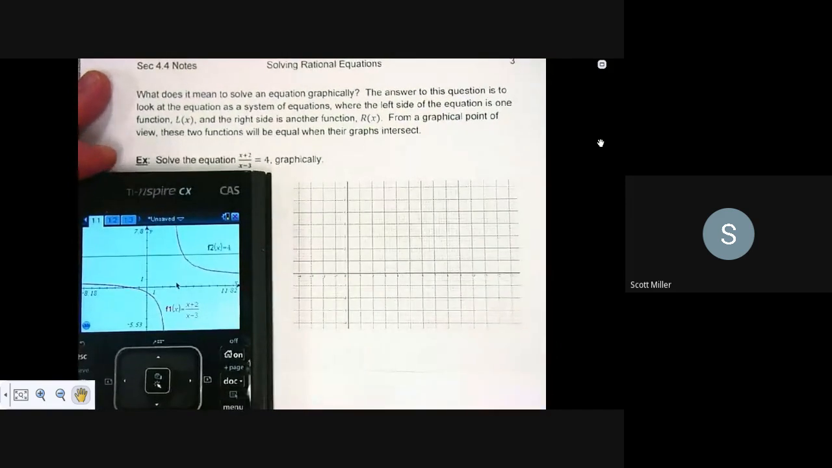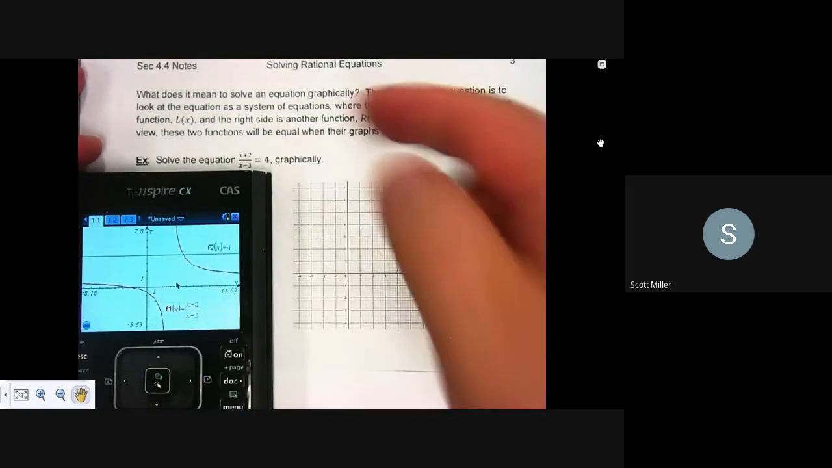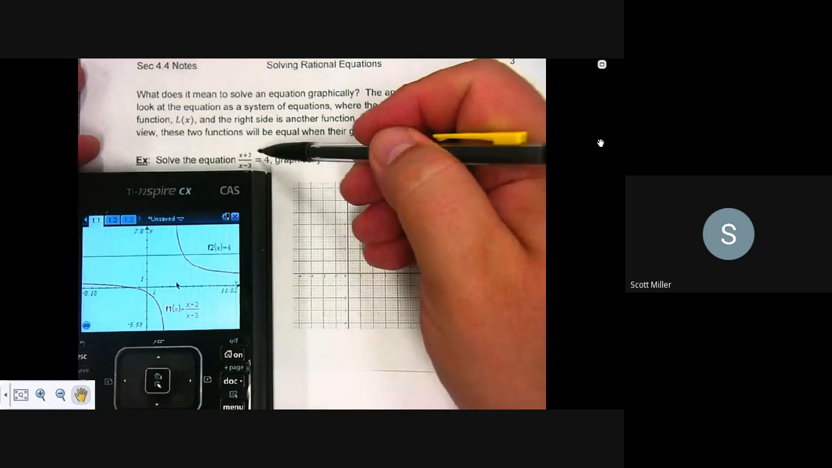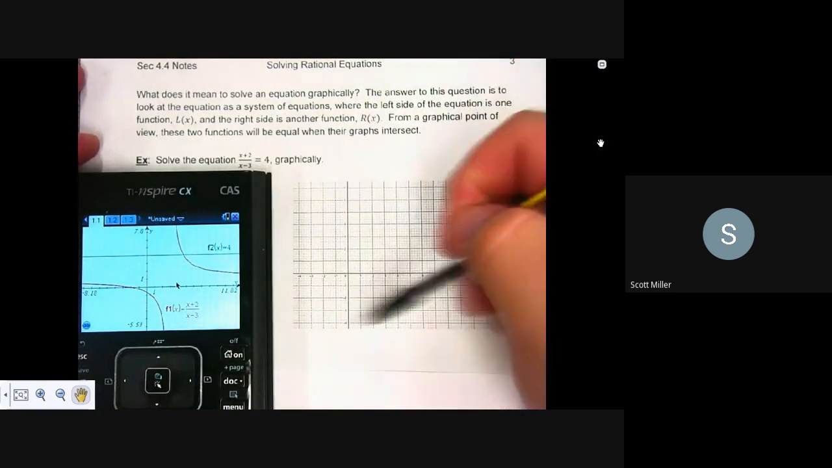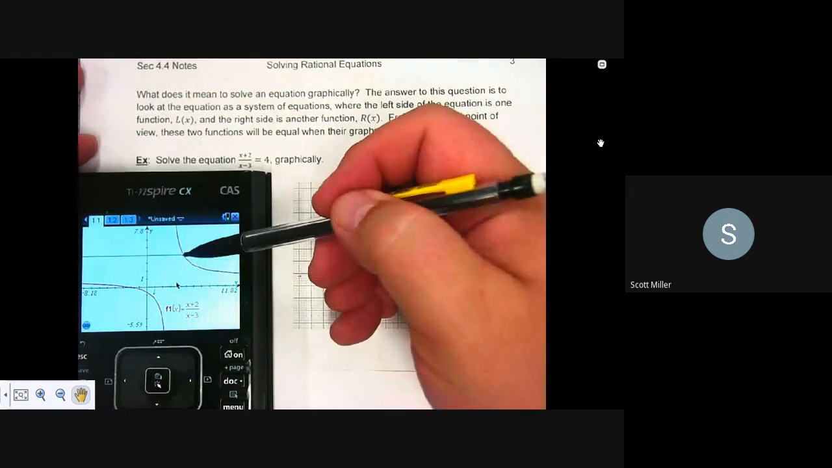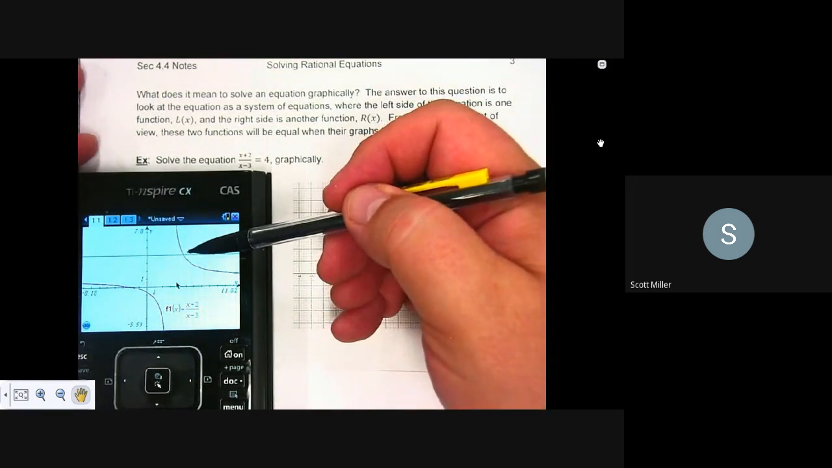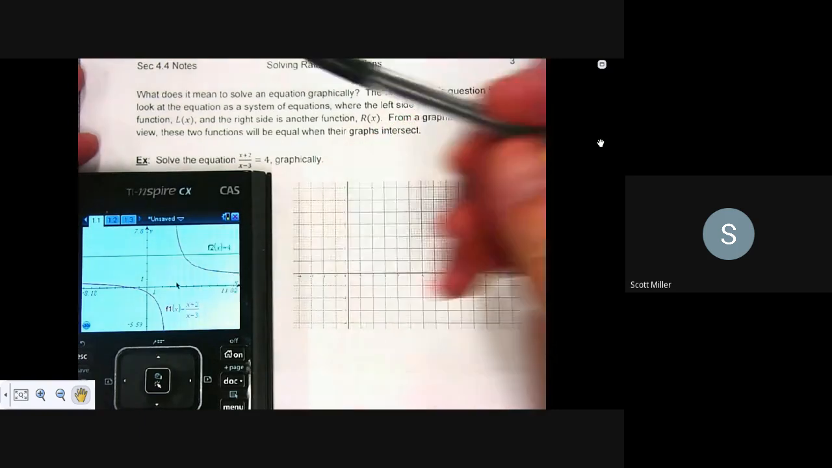And what we need to do is use our trace feature and our understanding of how this left side, this rational function, can be graphed. And we're going to put it on this coordinate system over here so we can see where they intersect. So this point right here is going to be our solution, and we're going to determine that on the calculator also. Let's draw this picture in here. Let's get some values that we want to see.